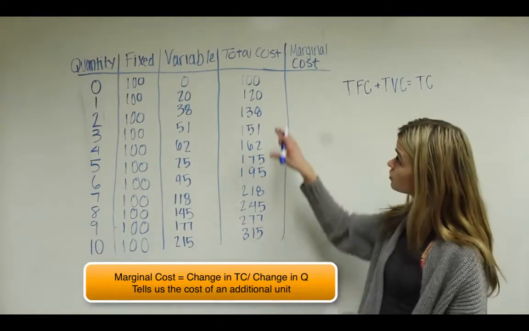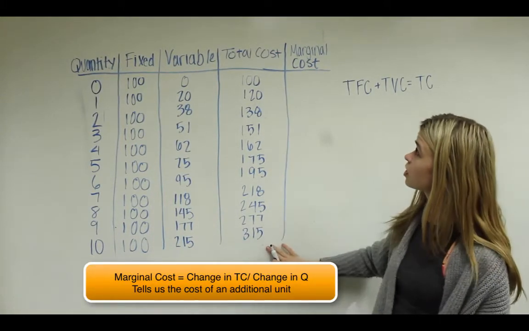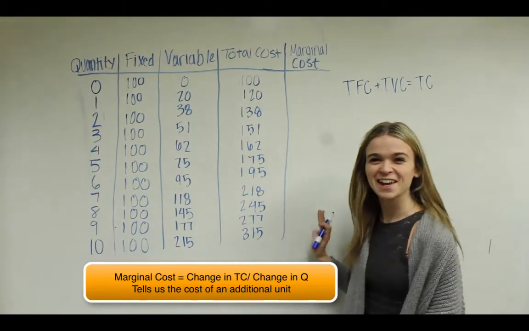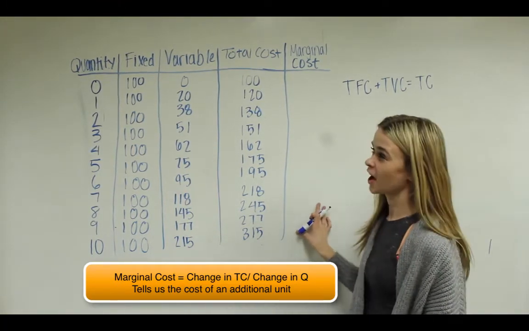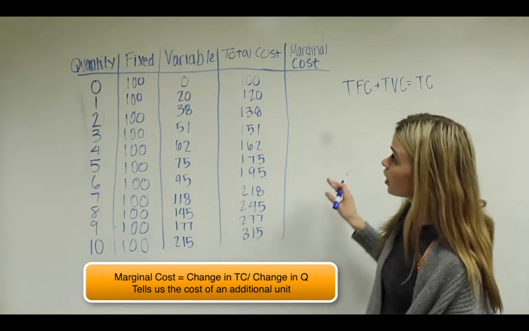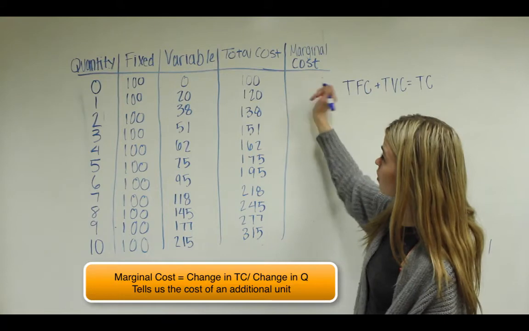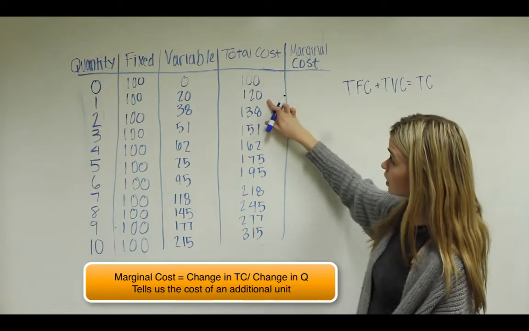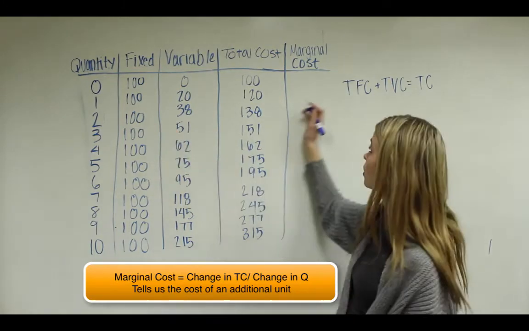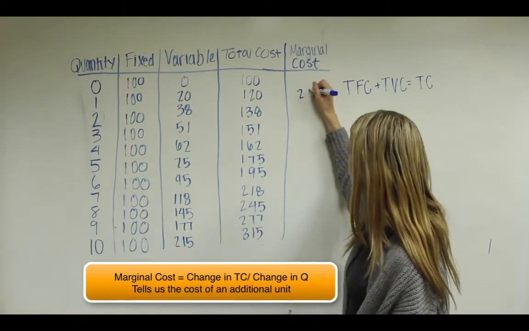Alright, so once we've computed our total cost, we're now going to move on to marginal cost. Now, marginal cost is the change in cost as we increase output, so the change in cost over change in output. So as we move from 100 to 120, our cost increases by 20, and we increased our goods by 1. So we're going to go ahead and put a 20 here.